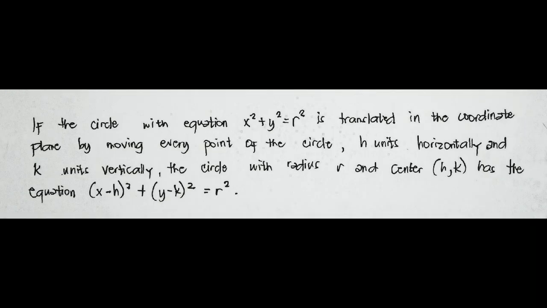If the circle with equation x squared plus y squared is equal to r raised to 2 is translated in the coordinate plane by moving every point of the circle h units horizontally and k units vertically, then the circle with radius r and center (h, k) has the equation the quantity x minus h raised to 2 plus y minus k squared is equal to r squared.